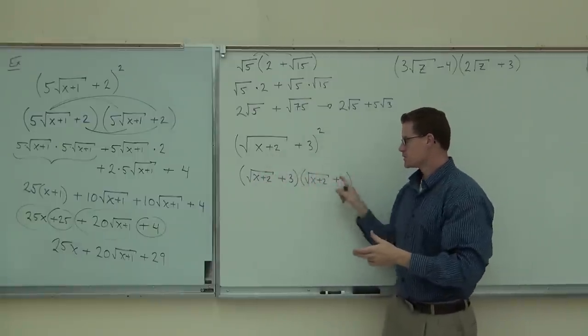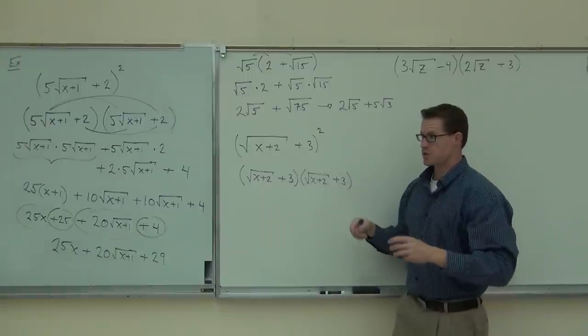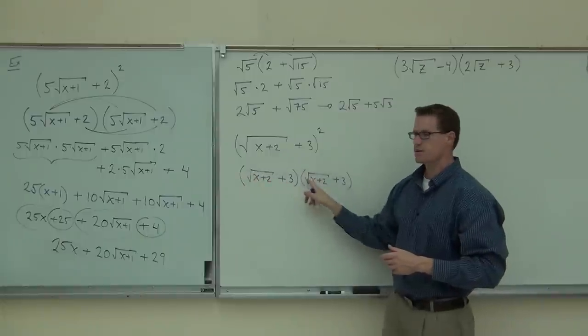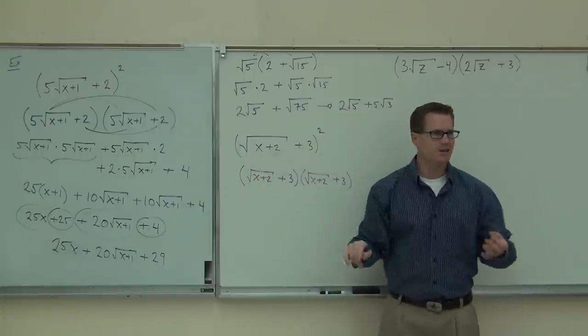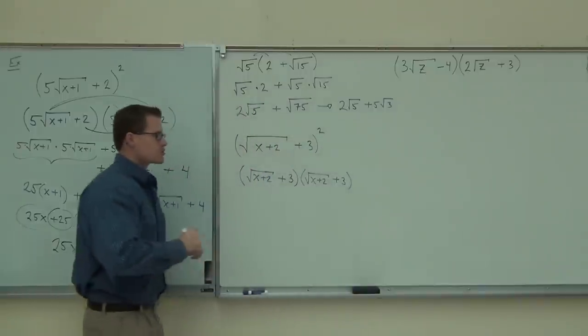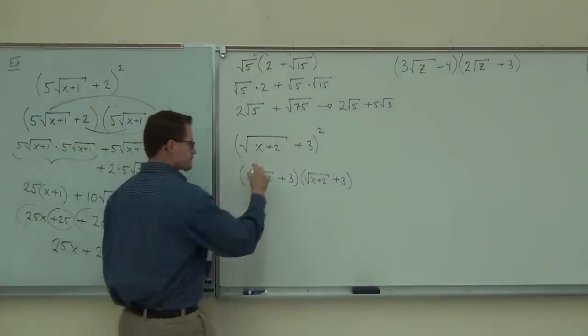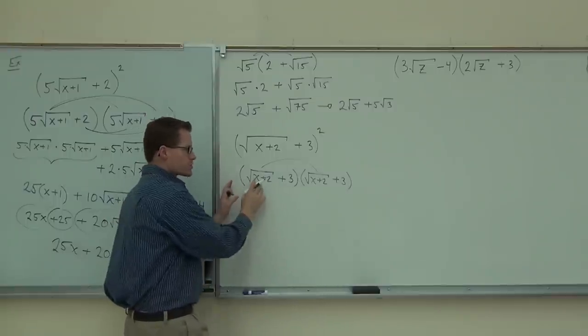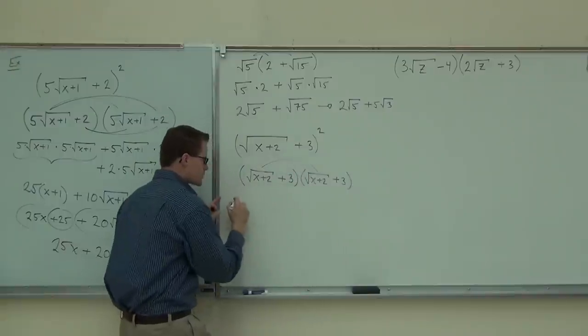There's 1, 2, 3, 4 expressions we're going to get. Just like we did in that example over there, only fortunately for us, there's no number in front of these roots. So it makes things a little bit nicer. Now, when you distribute, what I want to see out of you is everything written out. So when you do the square root of x plus 2 times the square root of x plus 2, I want to see that.